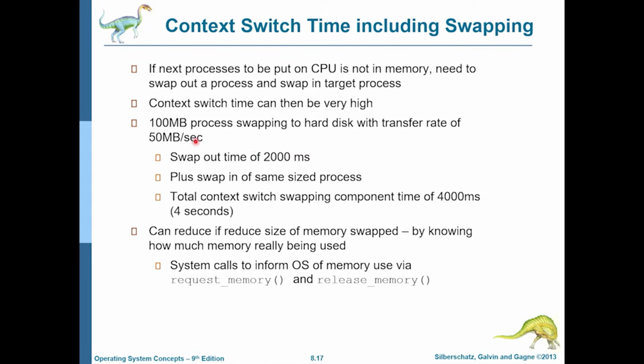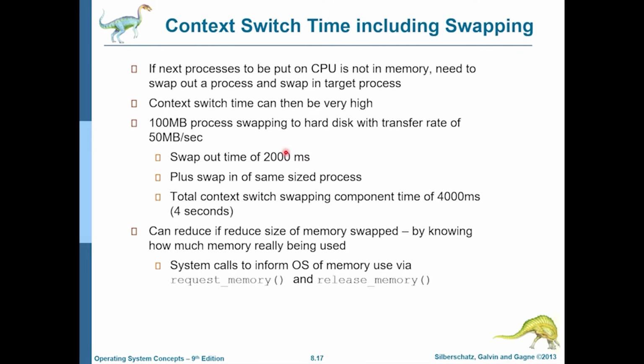Now, let's see. If the hard disk transfer rate is 50 MB per second, and if the process size is 100 MB, then swapping one process out can take this much time, 2000 milliseconds. And swapping another process of a similar size in can take another 2000 milliseconds.